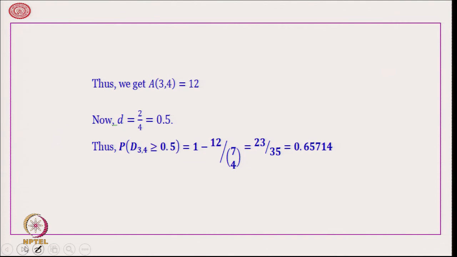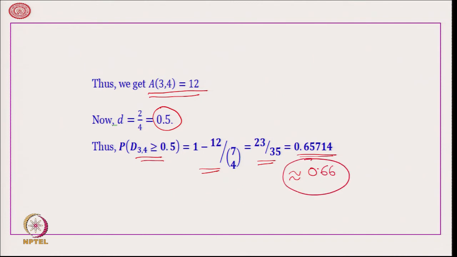Once we have computed that, we find that A 3 4 is equal to 12, and note that here D was 0.5 as we have explained. Therefore, probability D 3 4 greater than or equal to 0.5 is equal to 1 minus 12 upon 7 C 4, which is equal to 23 upon 35, which is 0.657, very close to 0.66. Therefore, the probability that the maximum distance is going to be greater than 0.5 is 0.66, and in this way for different values of d we can compute their probabilities.